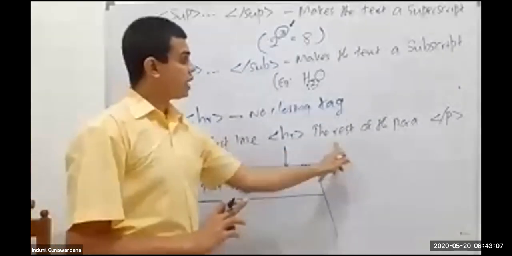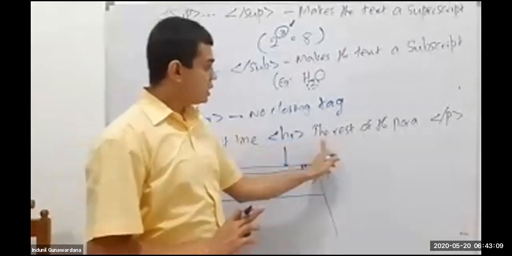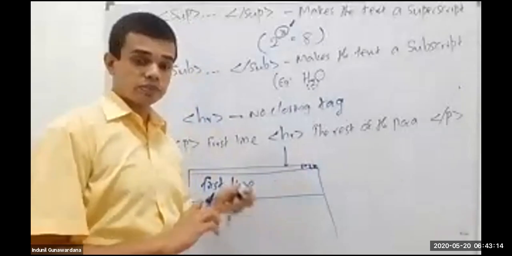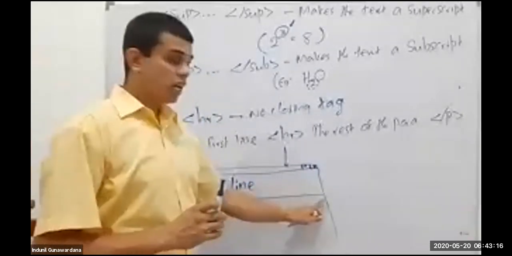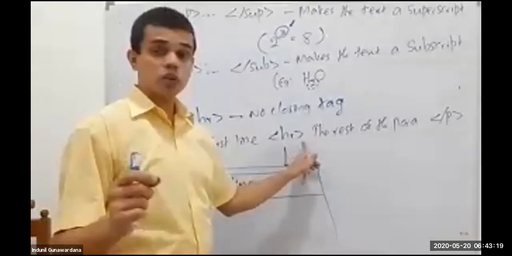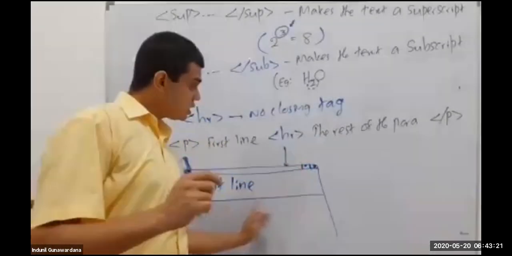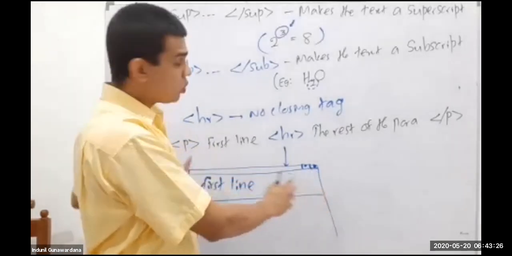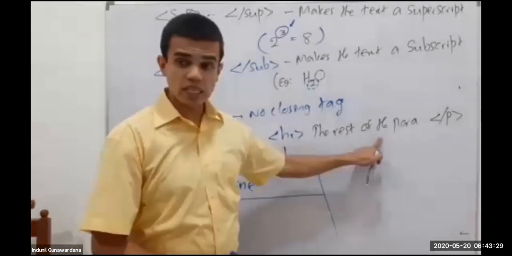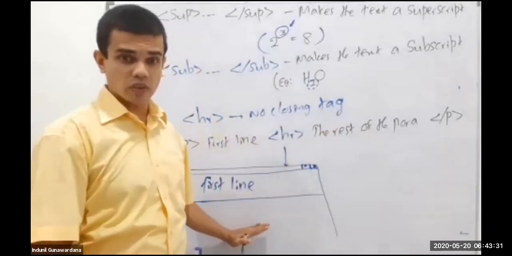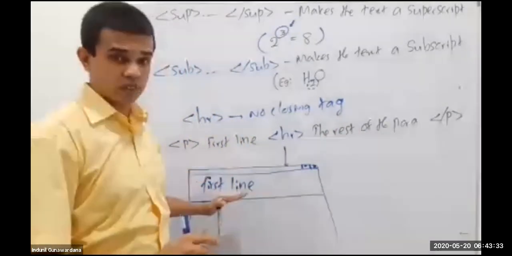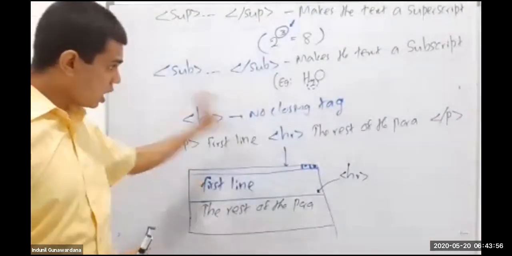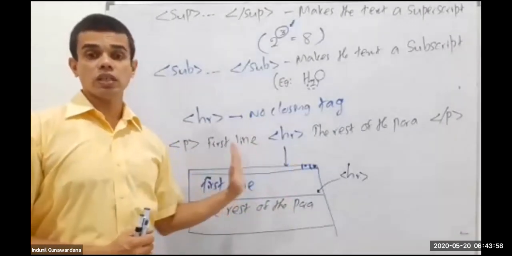Then after that, we have the rest of the paragraph. Does it continue from the horizontal line itself, or go to the next line? We don't have any more space parallel to the horizontal line. It consumes the full width of the web browser. Full width is consumed, therefore the text has to go to the next line onwards. No blank lines are left. So that is a special tag we use, which draws a horizontal line across the web browser.